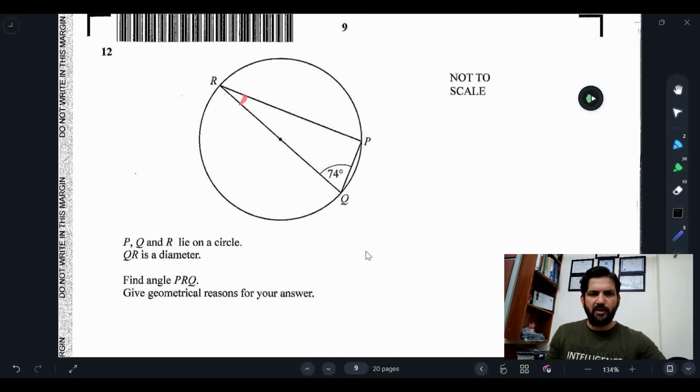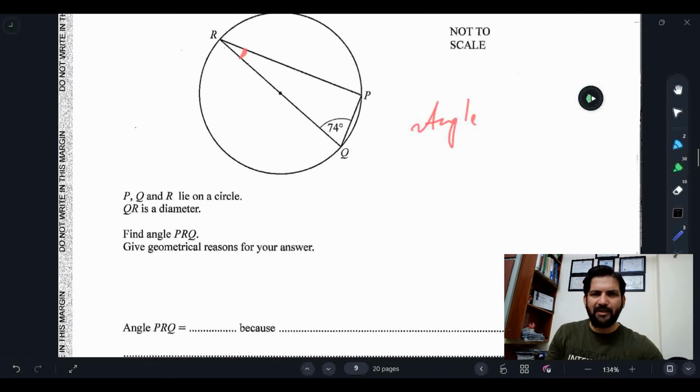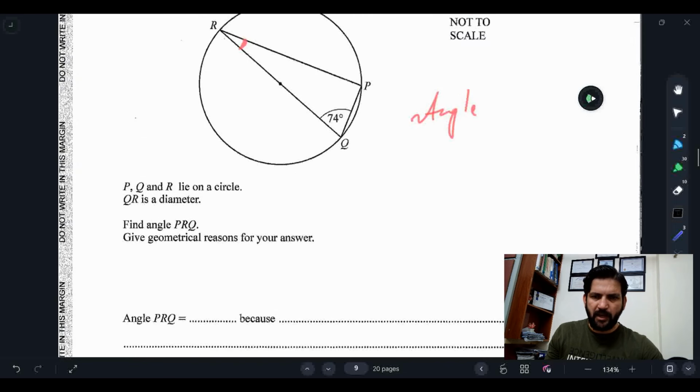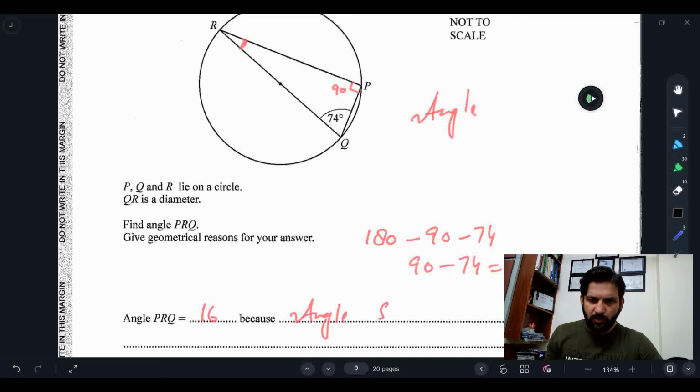Now in question number 12, find the angle PRQ. We have to find out this angle. Now we know the property of an angle subtended by a diameter. They say give geometrical reason for your answer. Okay, fine. Then we can write the final answer over here. We know that this angle will be 90 degrees. So the angle PRQ will be equal to 180 minus 90 minus 74, which means 16.